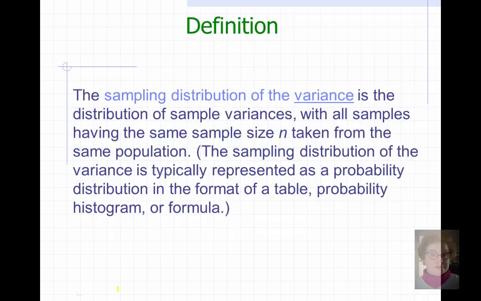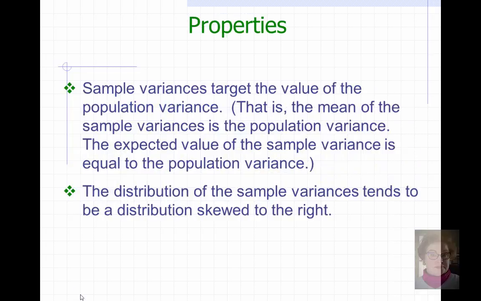Now, the sampling distribution of the variance again looks at the sample variances with all samples of the same size. This is not something we're going to use very often because it does create a skewed distribution. And so again, the sample variances target the value of the population variance. So we use that distribution to help us make decisions about the sample. It does tend to be skewed to the right.